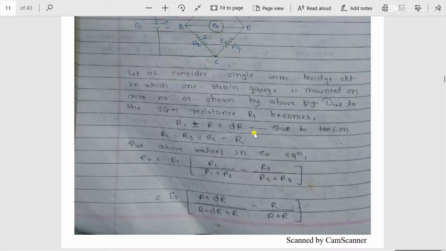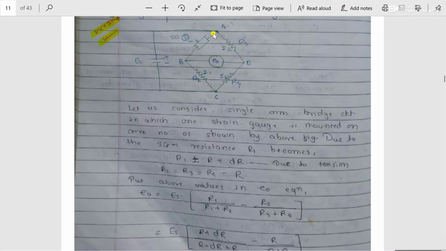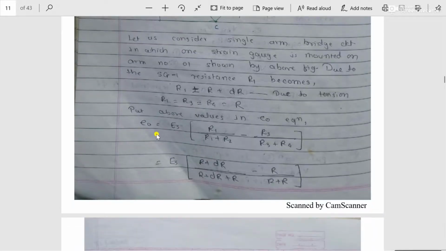Only strain gauge 1, or arm number 1, is a sensitive arm. Therefore, for arm number 1, R1 is equal to R plus delta R, and the remaining resistances are constant, so R2 is equal to R3 is equal to R4 is equal to capital R. I have to put these two values in the E0 equation to solve further. What is the E0 formula? E0 is equal to ES times the bracket R1 upon R1 plus R2 minus R3 upon R3 plus R4.